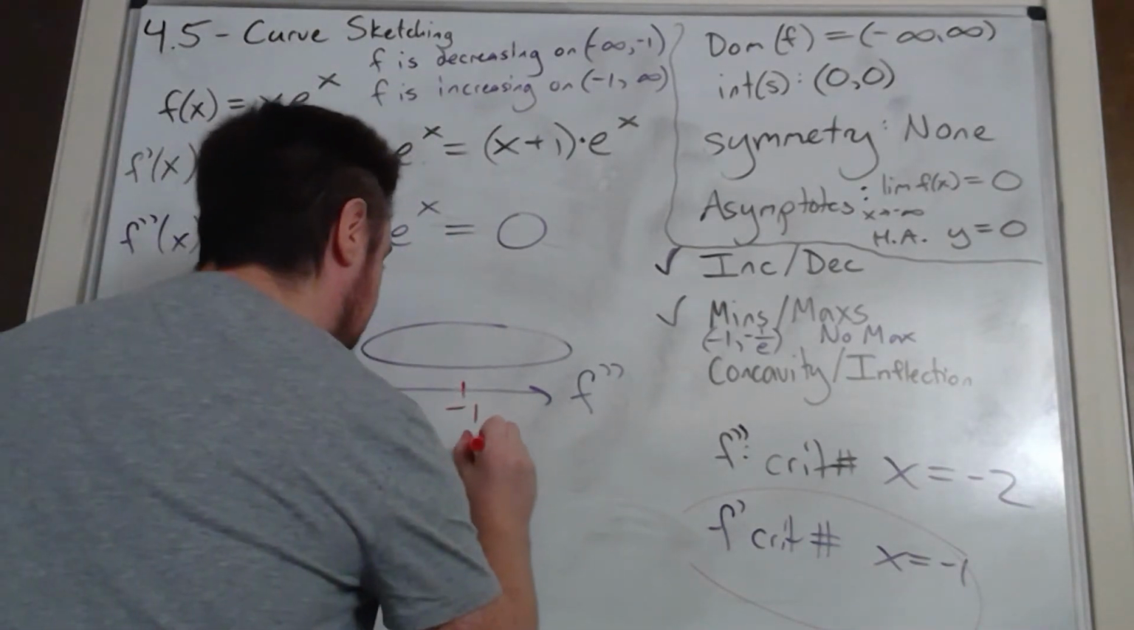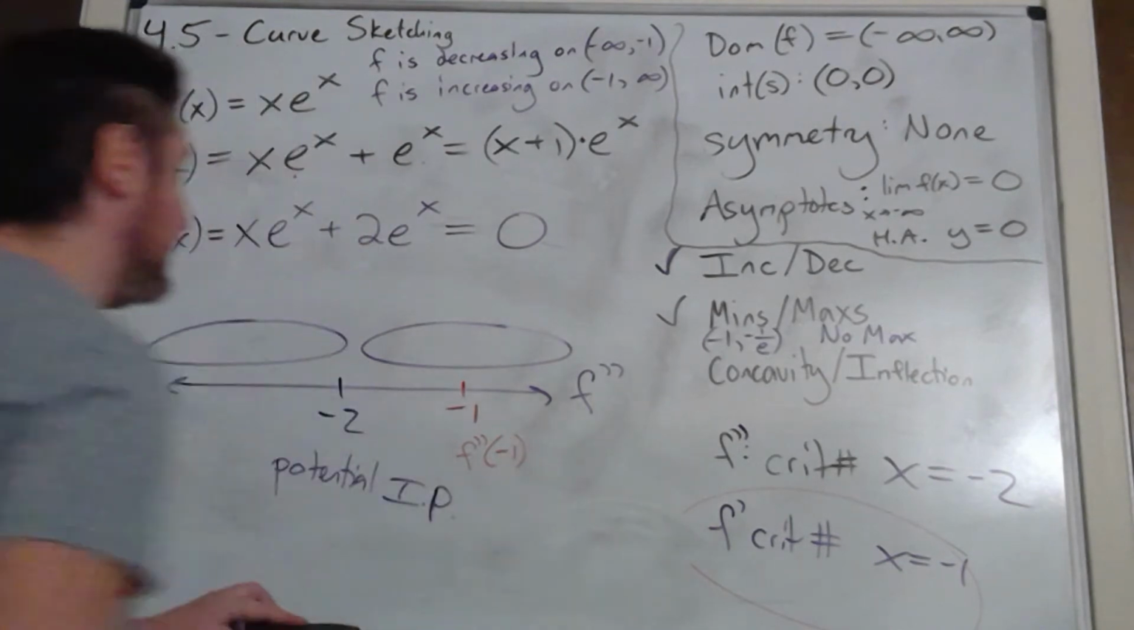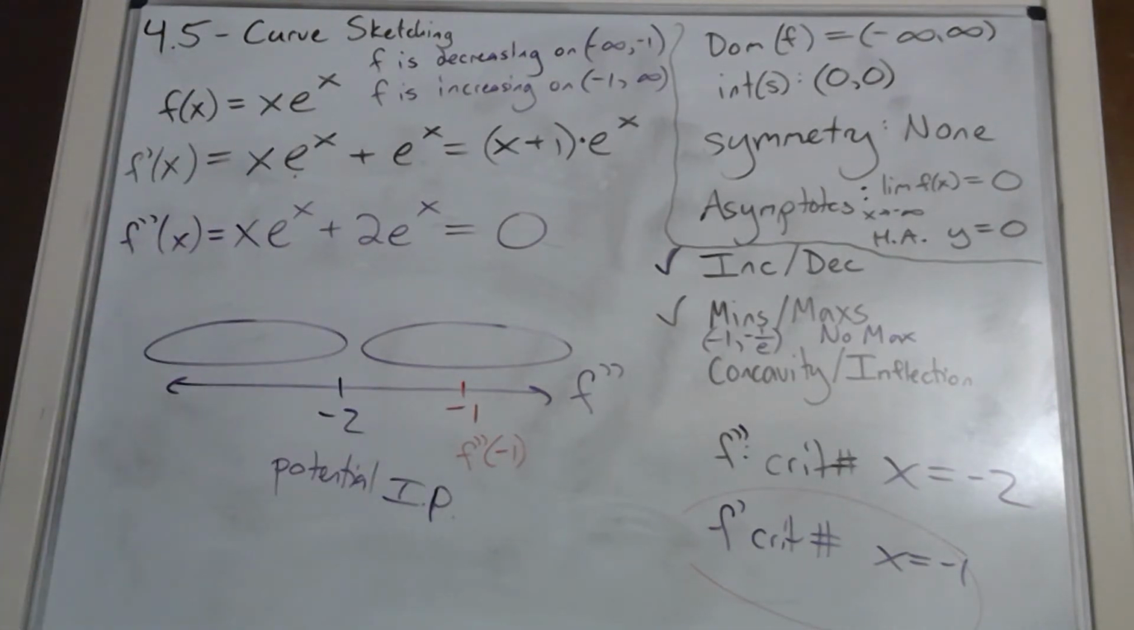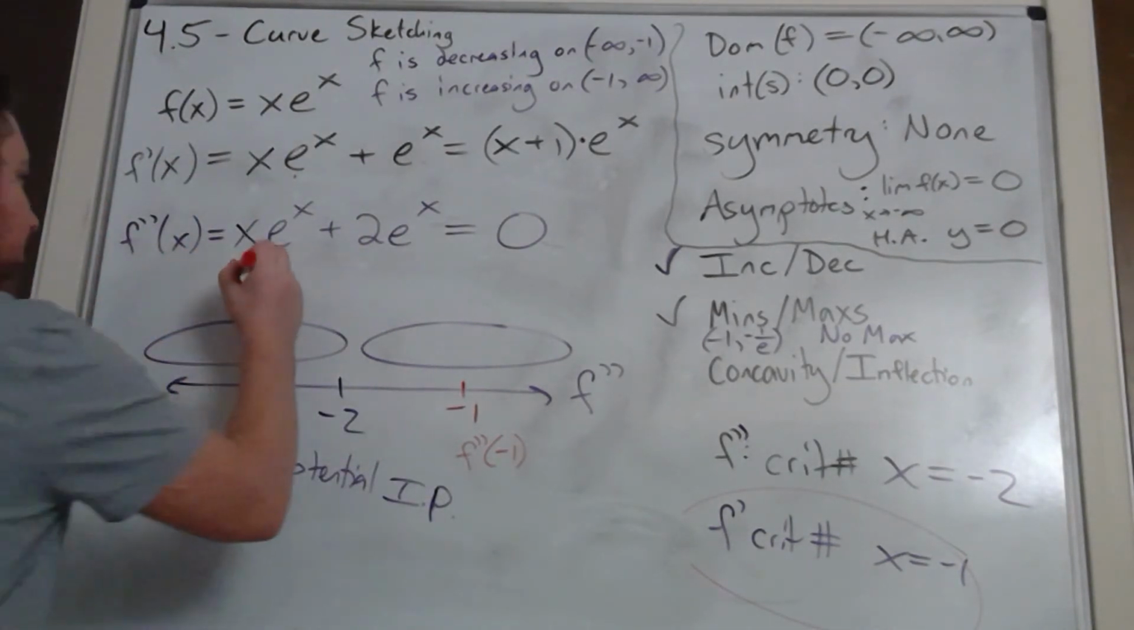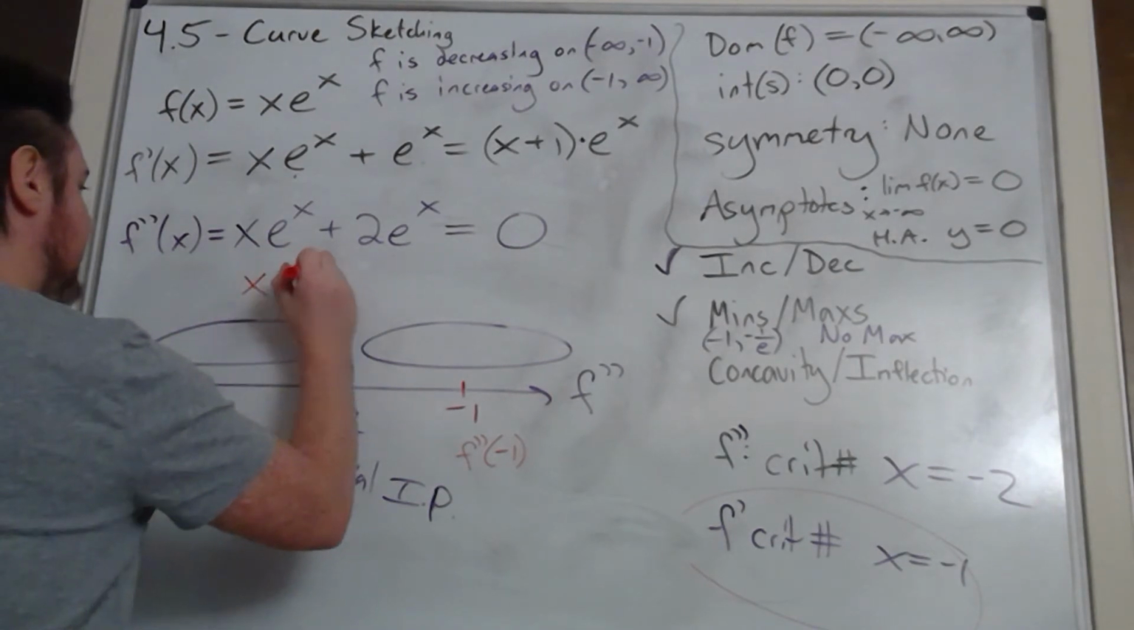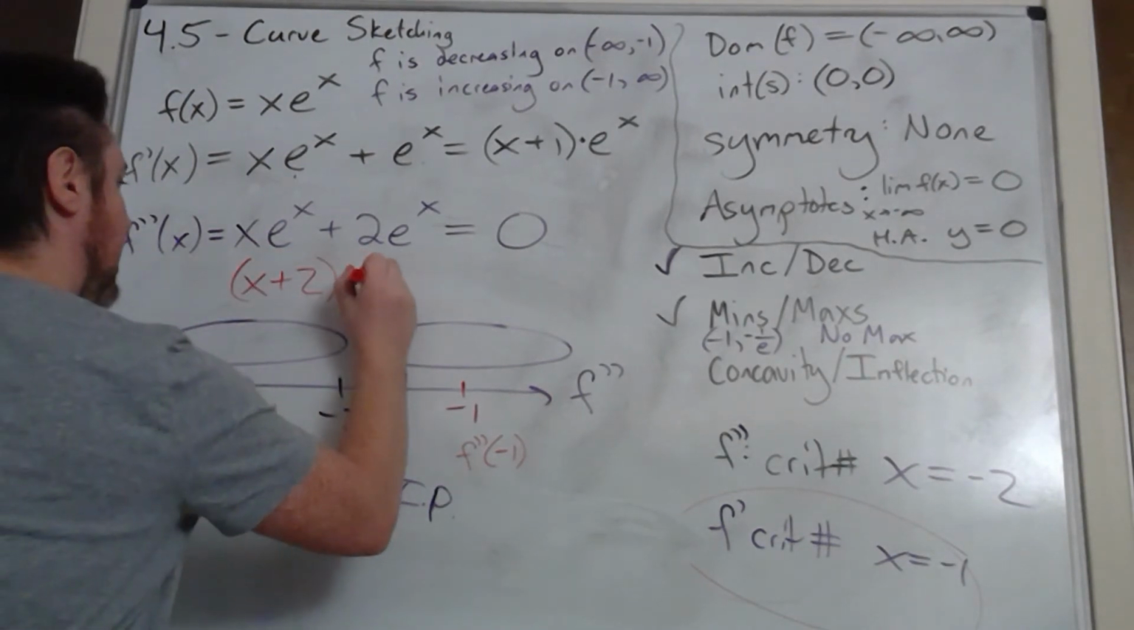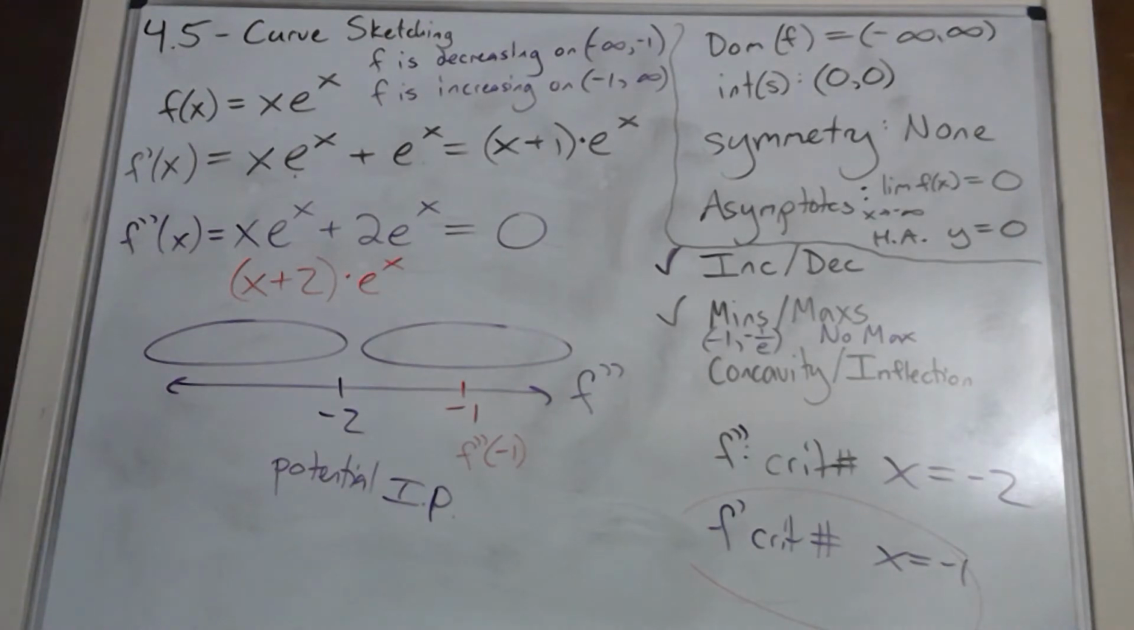But let's do this. f double prime of -1. All right. And so f double prime, the factored version, again, is going to be helpful. The factored version said this, x plus 2 times e to the x. And why is that helpful?